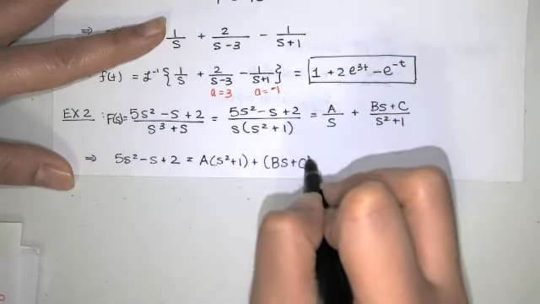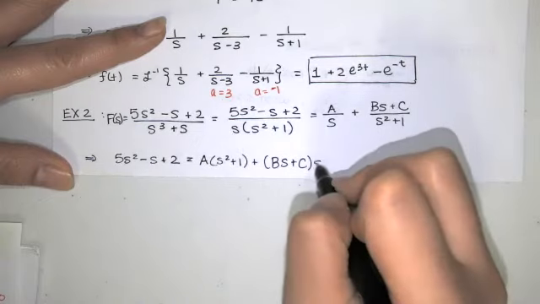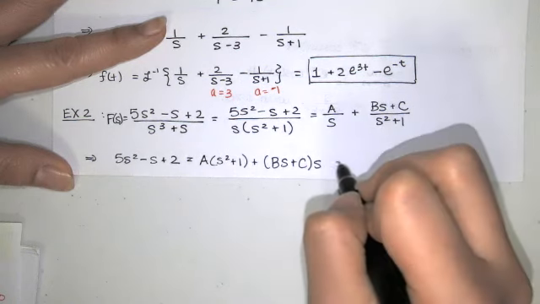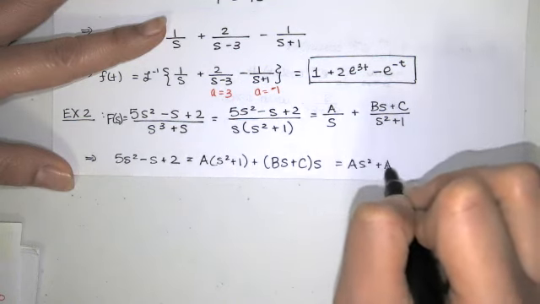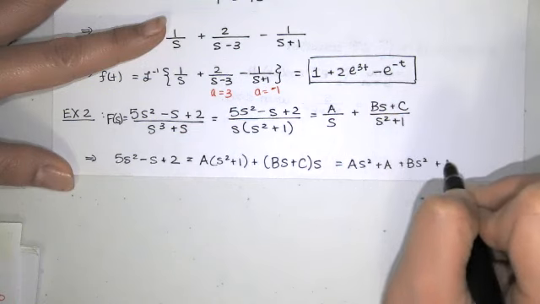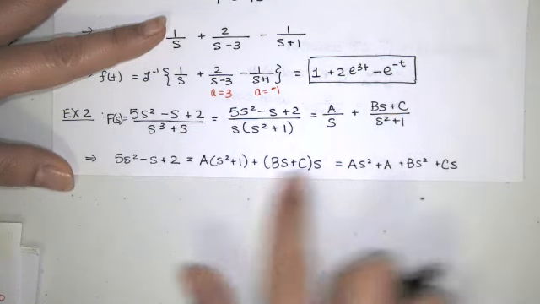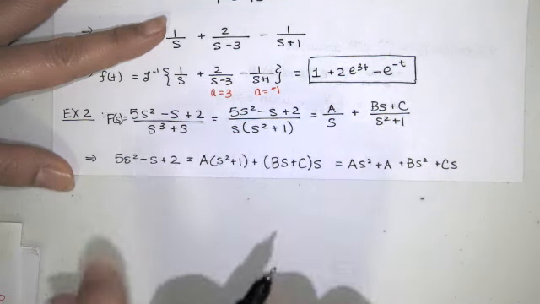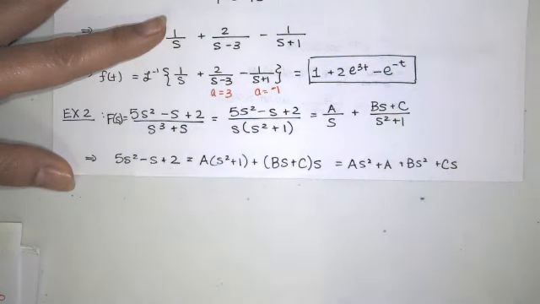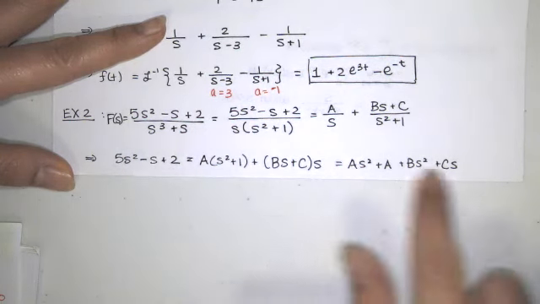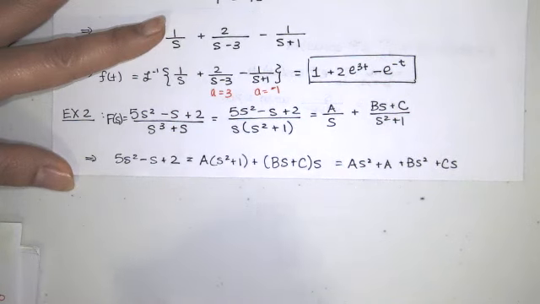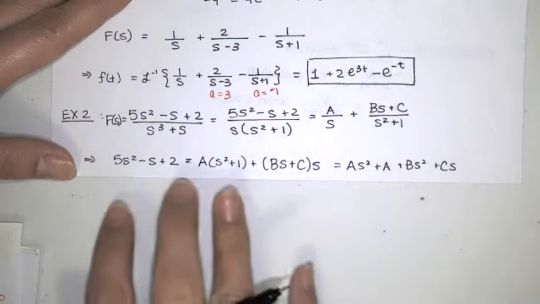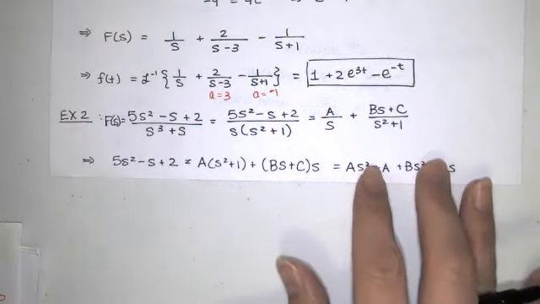So I'll still have bs plus c in the numerator, and then I'm multiplying by an extra s. Then we want to distribute our a and our s here. So we have as squared plus a plus bs squared plus cs. And then since s to the 0, s to the first, and s squared are linearly independent functions, the only way that this polynomial in s equals this polynomial in s is if the coefficients are equal. So we can find a, b, and c by setting the coefficients equal to each other.